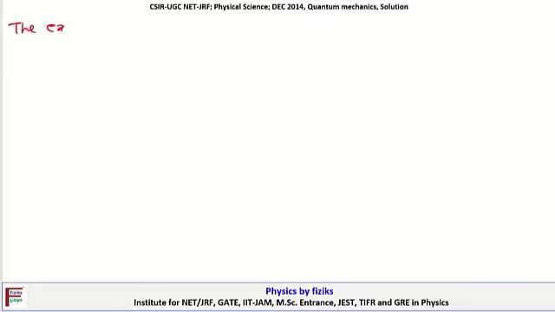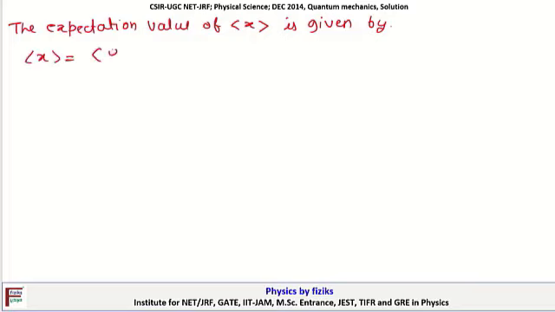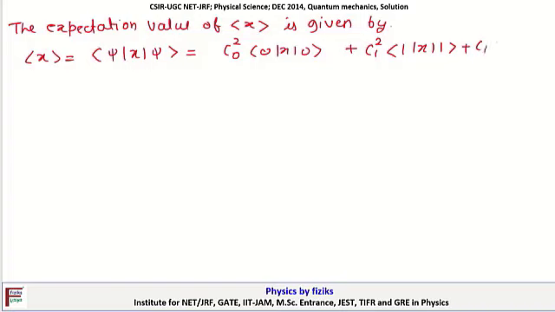Now, the expectation value of average x is given by <x> equals <psi|x|psi>, which can be written as C0 square <0|x|0> plus C1 square <1|x|1> plus C1 C0 <1|x|0> plus C0 C1 <0|x|1>.